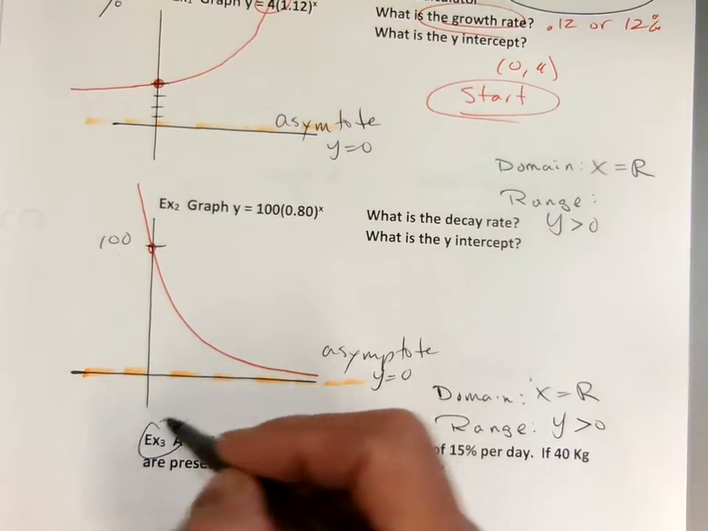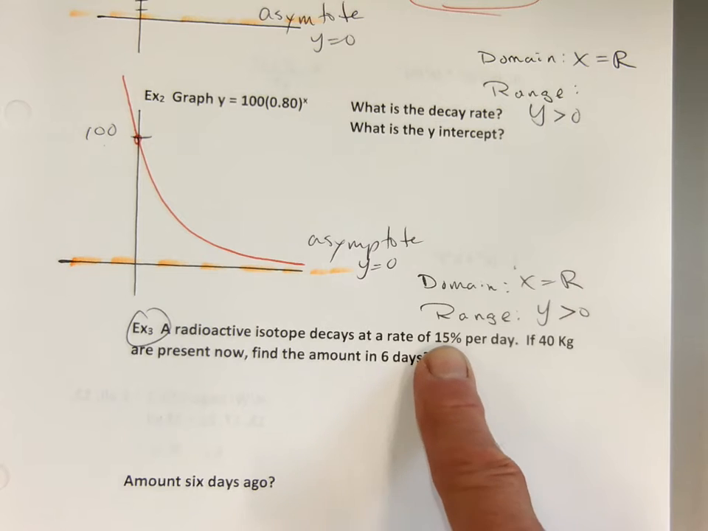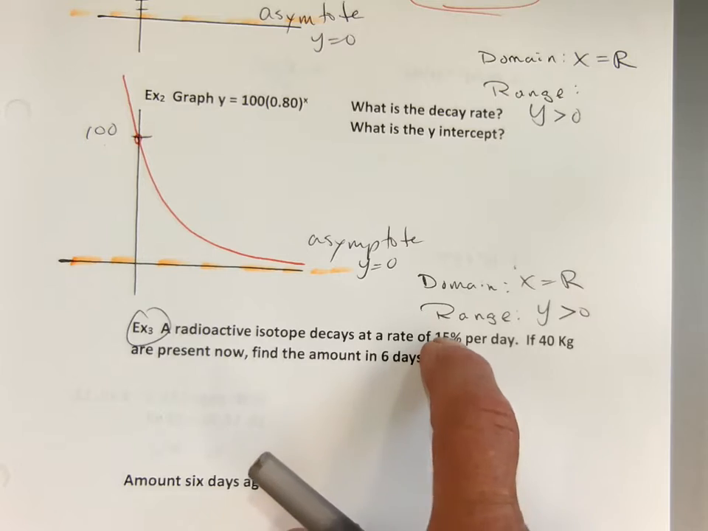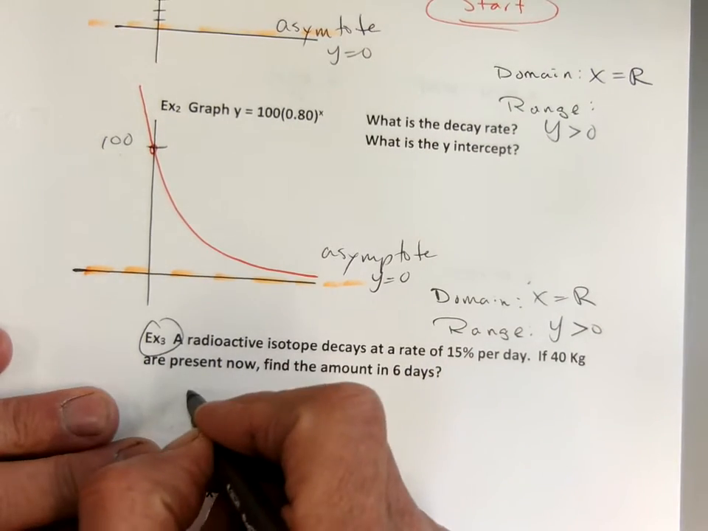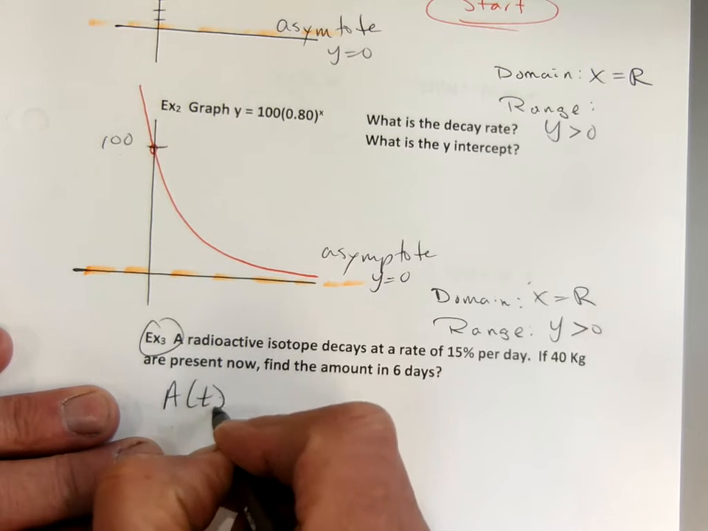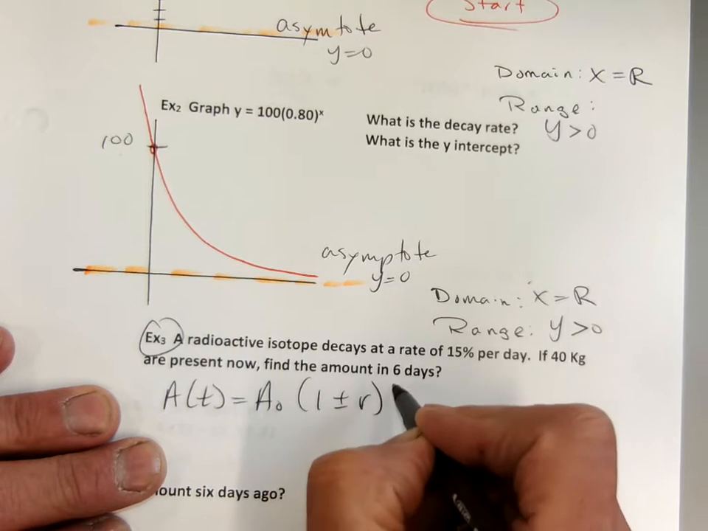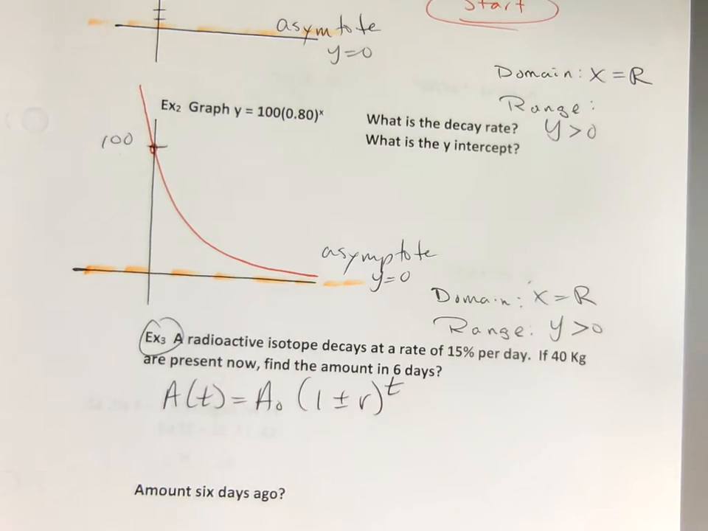Now, example 3. Let's actually use this. A radioactive isotope decays at a rate of 15% per day. So every day we lose 15% of what we have, and then 15% of that, and so on. So it's slowly decaying. So I'm going to use the formula that I have up above, but I'll change it slightly. I'll go A of t equals A0 times 1 plus or minus r to the t power. It's basically the same formula, okay? Amount over time. A of t, amount over time, okay?